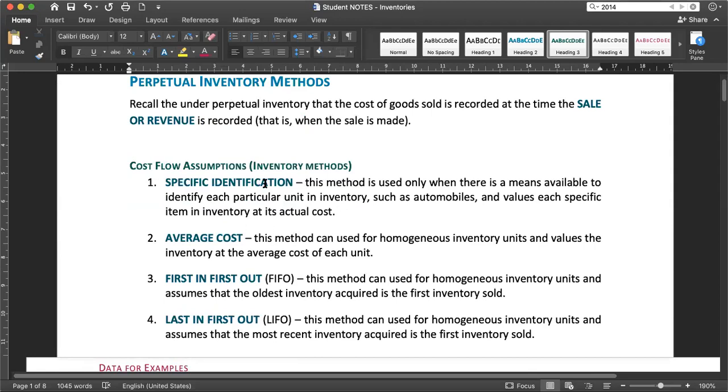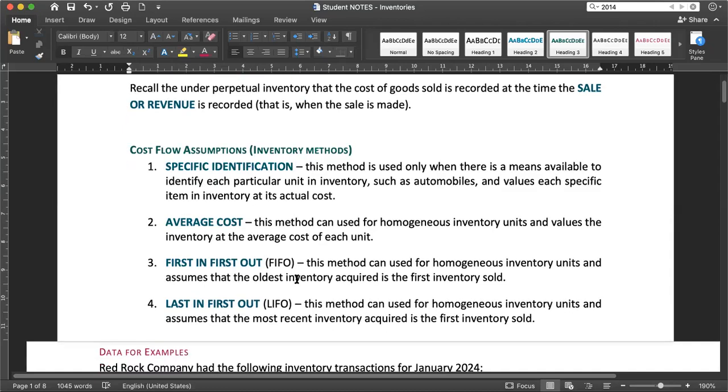All right, specific identification. Used, for example, at an automobile dealership. Every automobile has a different VIN number. And so when one particular automobile is sold, the cost of that automobile is going to be recorded as the cost of goods sold. But that's because there are two reasons. Number one, there are high ticket items, and we know the cost of each unit.